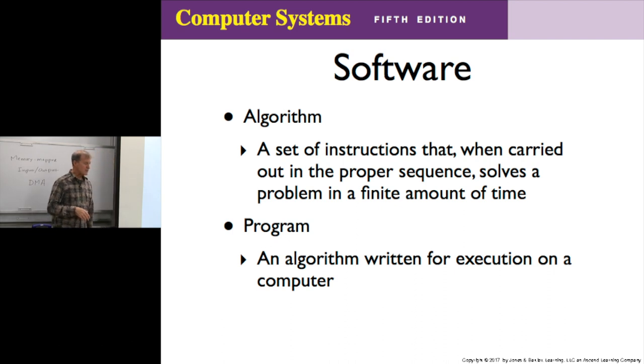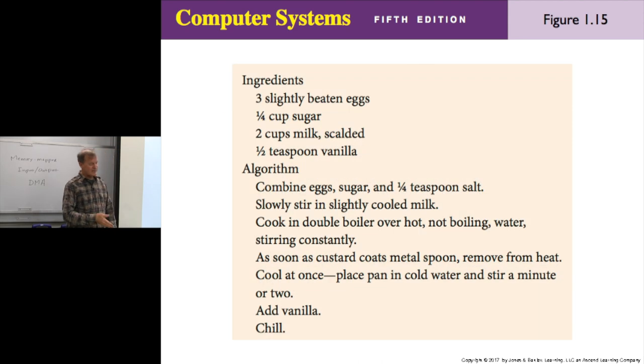So here's the definition of software. An algorithm is a set of instructions that, when carried out in the proper sequence, solves a problem in a finite amount of time. And a program is an algorithm written for execution on a computer. We're going to zip through these. Here's a little algorithm for custard. You want to make some custard tonight? Here's your algorithm. It's a sequence of instructions to be executed in order.